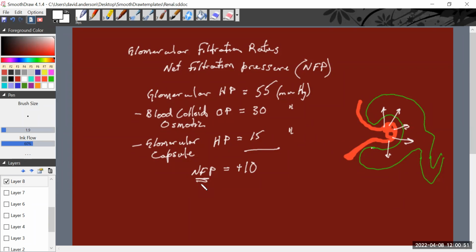Okay, so we talked about this on Monday, but we know the diameter of the afferent arteriole is larger than the efferent arteriole, right? Come on, guys. Somebody can say yes, right? Or no, I don't get it. But somebody say something, okay?